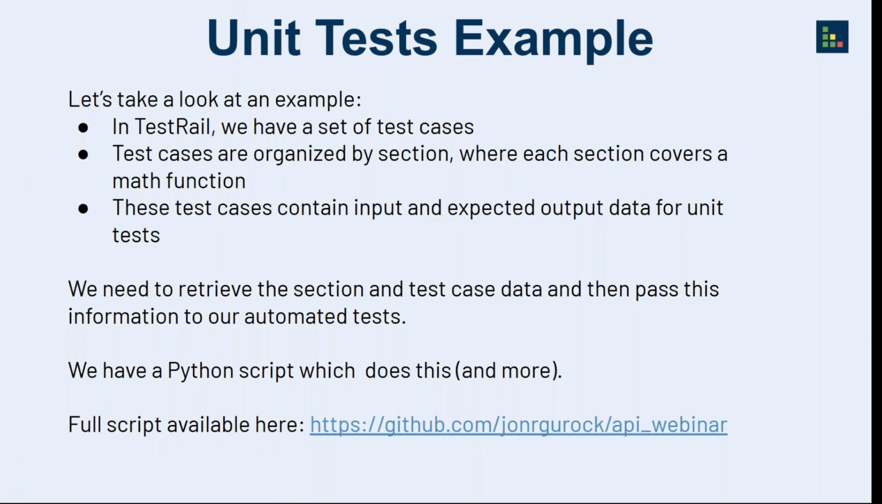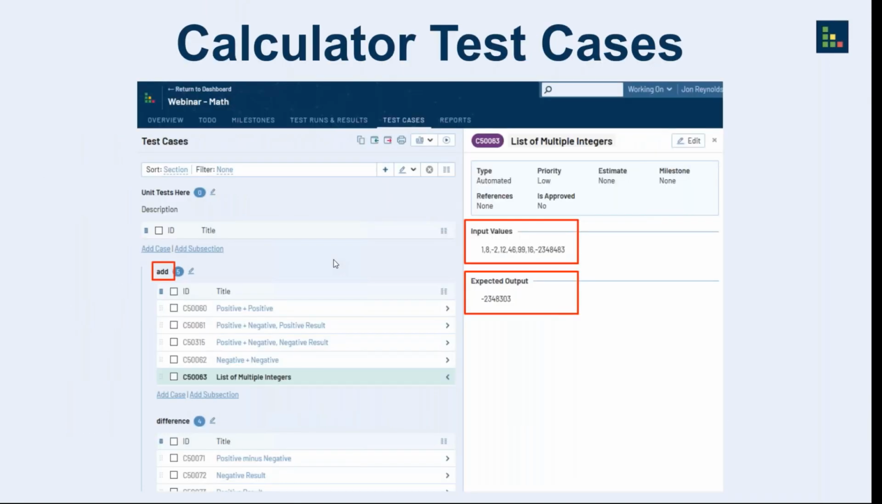Now, looking in TestRail, we can see an example of our test cases. So here's an example of one test case. It's in the section add. It has an array of input values, or a comma separated list, and then an example output. So if we add all of these highlighted numbers together, we should get this expected output.